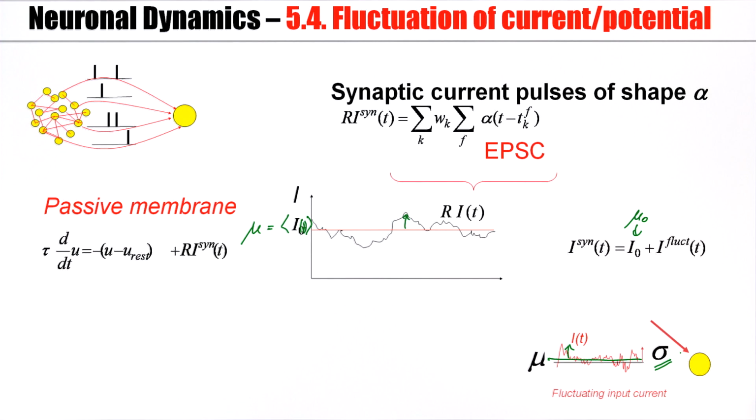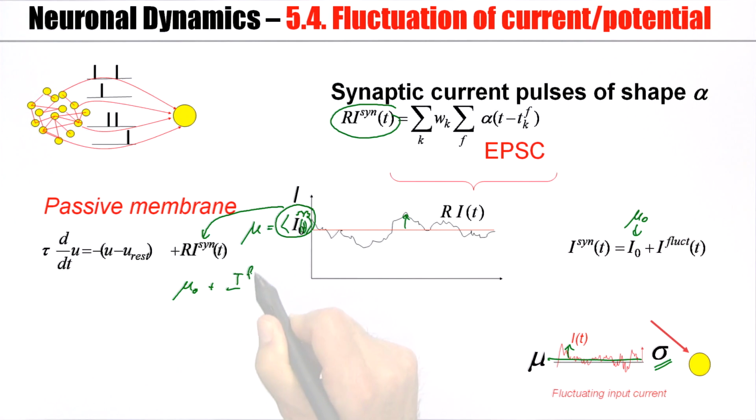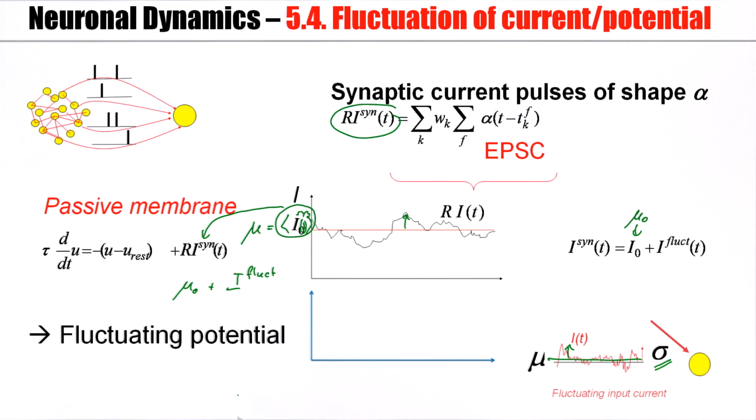Now suppose that our neuron stays in the subthreshold regime. So the neuron can be described as a passive membrane. I have a leak term and I have an input. The input comes from the synapses. The input is exactly this guy here, the synaptic current, which I can write like this. This synaptic current has a mean part and it has a fluctuating part. This fluctuating current is injected into the neuron and will cause a response of the membrane.